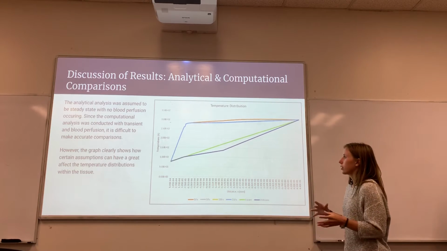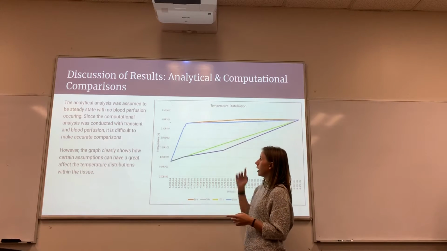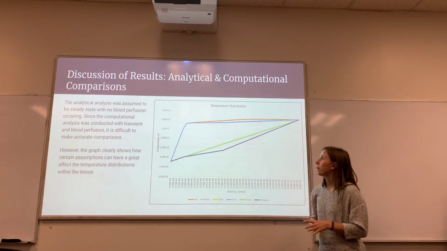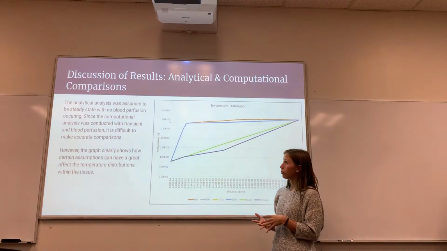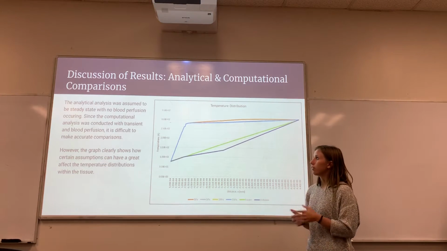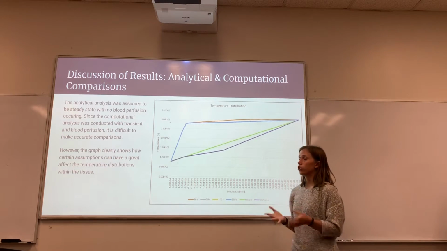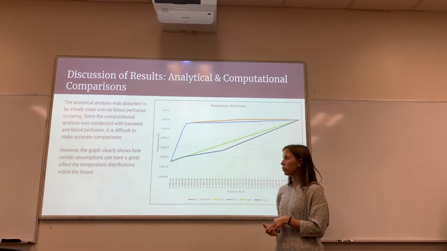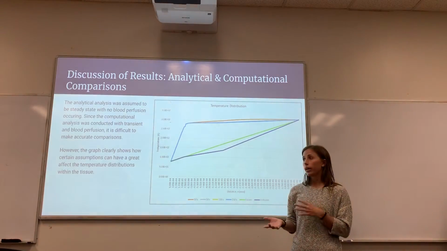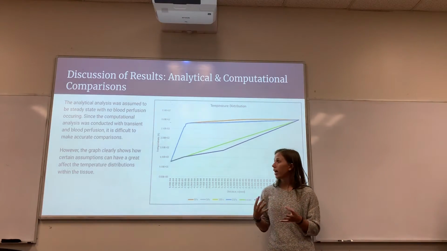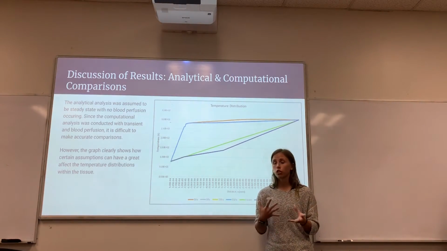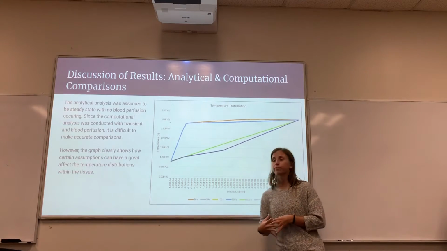So this is a comparison of our computational versus analytical analysis. Since the analytical analysis was assumed to be steady state and not have blood perfusion, it is, as you can see, drastically different from the computational analysis, which was transient state and did have perfusion. So it's difficult to make accurate comparisons. And the graph clearly shows how certain assumptions can have great effect on the temperature distributions within the tissue.